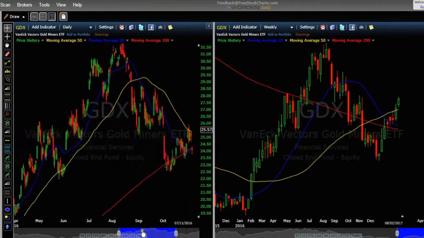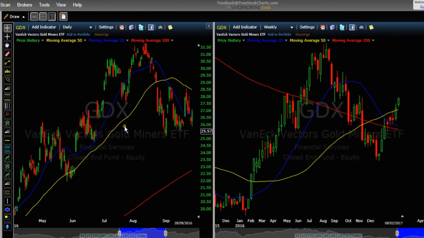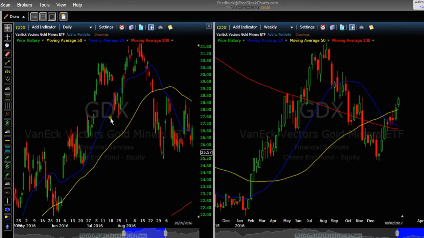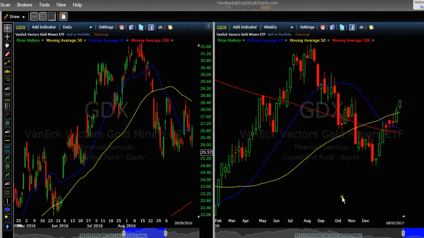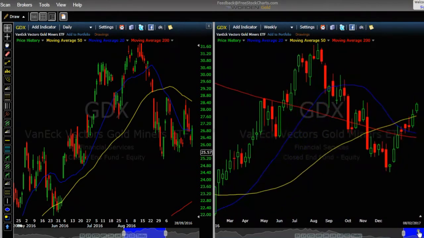Now, looking at this chart here, the high was made in the middle of August. Looking at this chart, one would not be able to determine that by looking at the daily chart. However, let me show you why looking at the weekly chart, which very, very few investors do, will give you an edge in the market.